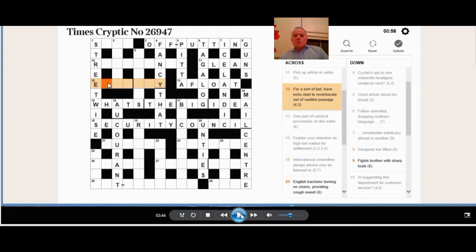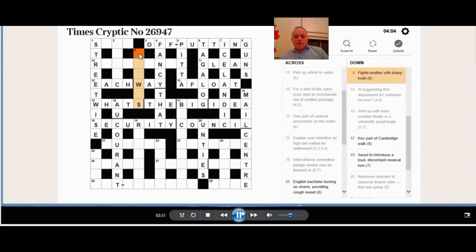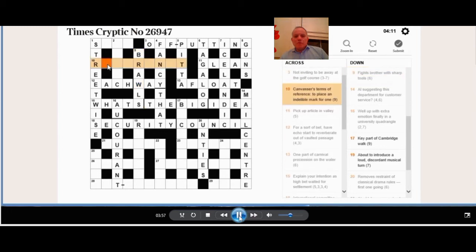12 across, for a sort of bet, that's clearly going to be the definition, and we know one sort of bet that immediately fits that E and Y, and that's an each-way bet, which is made up of an E and then archway without the R. 9 down, fights, so brawls fits, and that's a brother with alls.